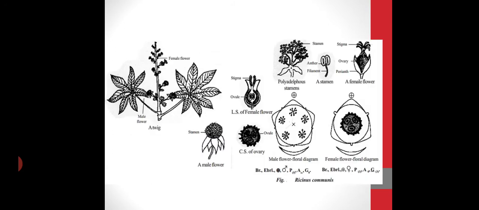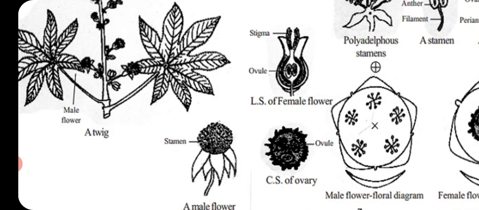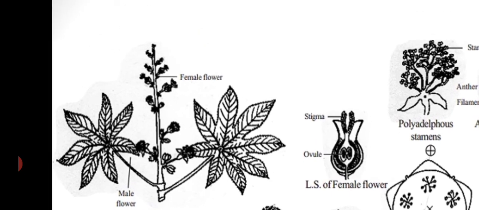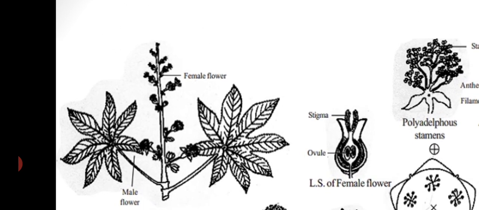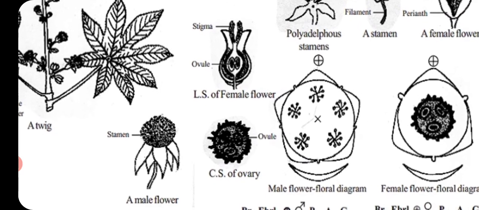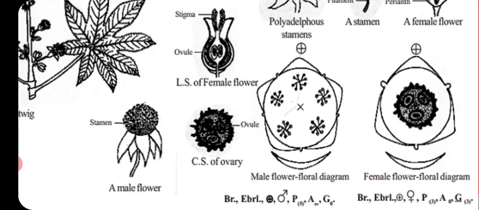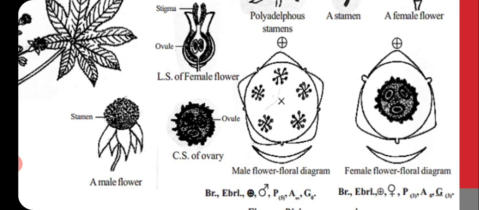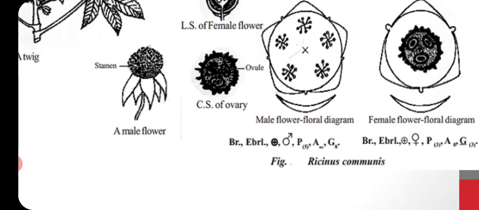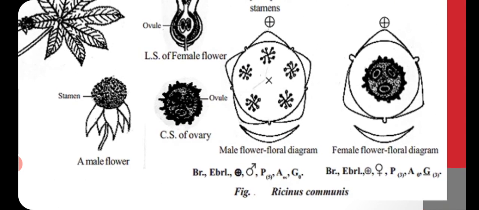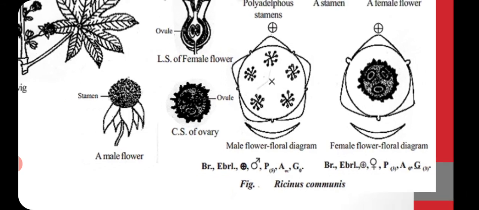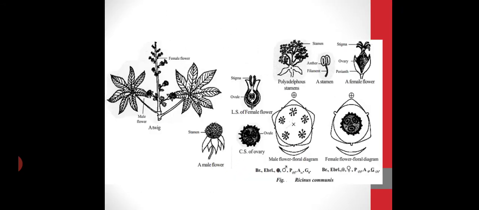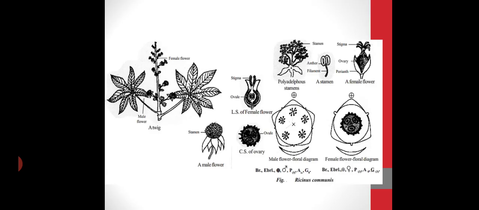Okay. This is a non-cyathium example, that is Ricinus communis, where female flowers are there, and male flowers separately, and this is the male flower floral diagram. But that tendency is there, that is the stamen arrangement tendency is there. Here also we can see the female flower is with the trilocular syncarpous condition. Okay, these are the common characters of these plants, but here it is not a cyathium inflorescence.